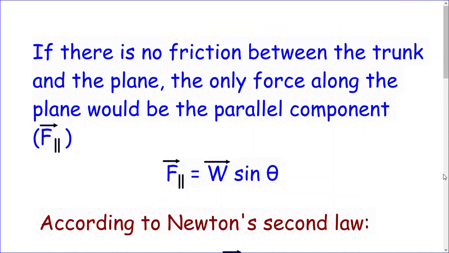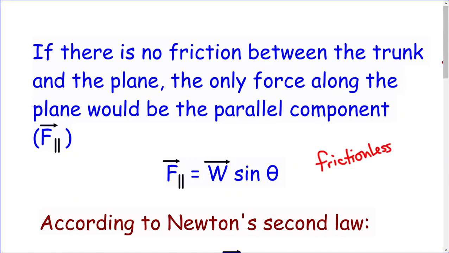So in this next scenario, we're going to take a look at what happens if we have a frictionless problem. If there's no friction between the trunk and the plane, the only force along the plane would be the parallel component. And the parallel component in this case would be W sine theta. And keep in mind, this whole scenario is talking about a frictionless plane.